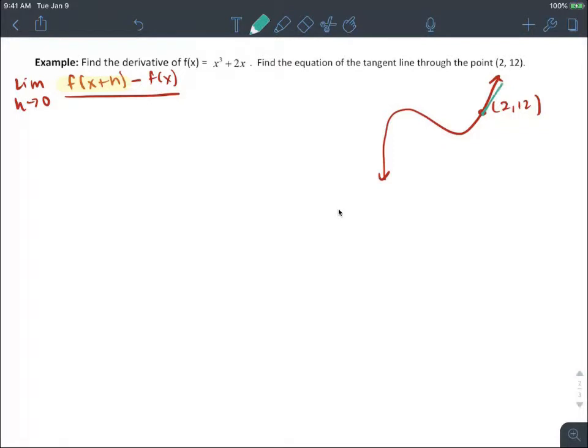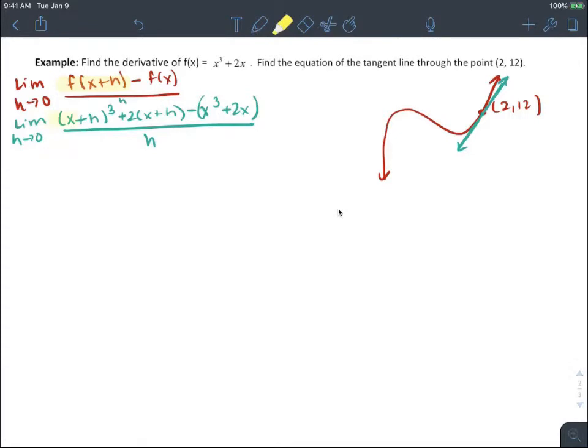So how fast it's changing at this particular point. It's going to look something like this. I know it goes through this x and y value at 2 comma 12, but I need the slope. And the slope comes from the derivative. So the derivative, I'm going to go ahead and start plugging this in, is the limit as h approaches 0 of x plus h cubed plus 2 times x plus h, minus x cubed plus 2x, and that is all over h.